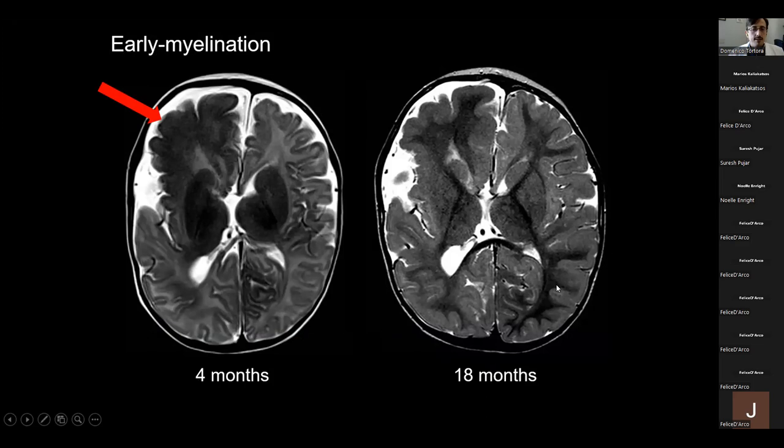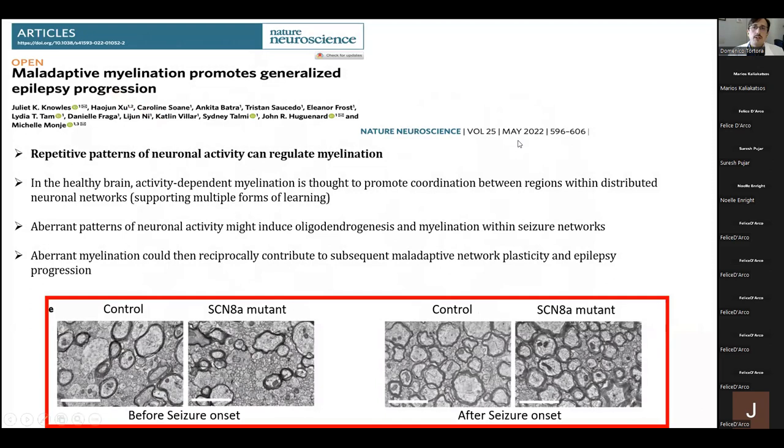And I think it's important to try to understand this process. I would like to explain it by presenting this very recent paper that basically demonstrates a correlation between neuronal activity and the degree of myelination. In particular, in this study on animal models, the authors demonstrated that the activity of neurons regulates myelination. And when we have aberrant patterns of neuronal activity, such as in patients with early onset epilepsy, this condition may induce a sort of proliferation of oligodendrocytes and stimulate myelination.